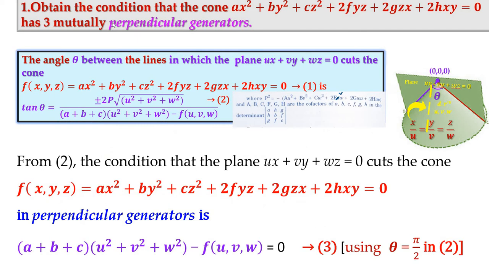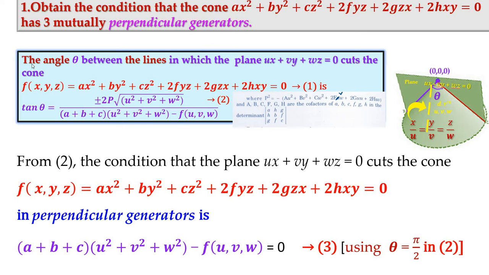So first problem: obtain the condition that the cone, this second degree homogeneous equation in x, y, z, has three mutually perpendicular generators. We would like to find the condition so that this one has three mutually perpendicular generators. In fact, we will be showing that the coefficient of x square plus the coefficient of y square plus the coefficient of z square, namely a plus b plus c, equals 0. That is the condition that we are going to arrive at. So how are we going to proceed?